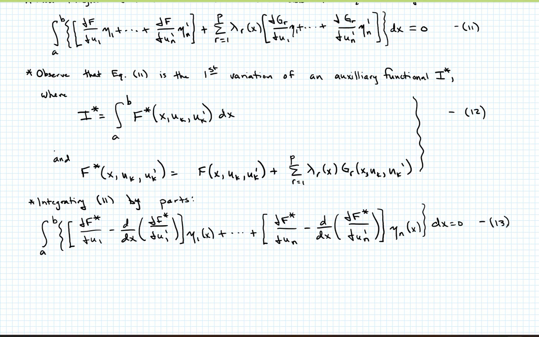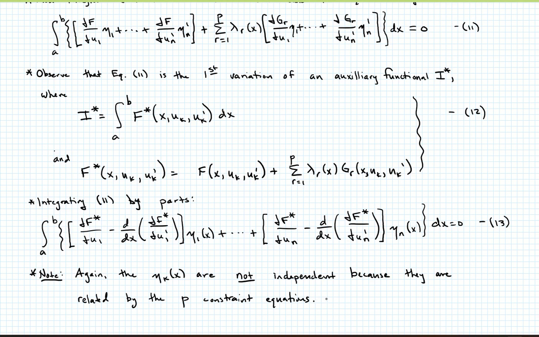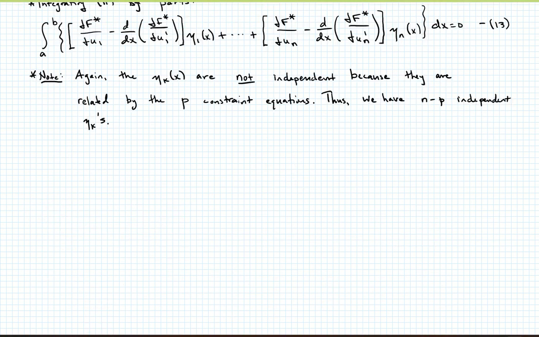What I want to do again is remind you that the eta k of x functions are not independent. Why? Because they're related by the p constraint equations. As a result, we really have n minus p independent eta k's. Since these are all arbitrary and I'm free to choose them, I can say that without loss of generality, I'm going to suppose that the first 1 through p eta functions are the functions that depend on the arbitrary functions eta p plus 1 to n.